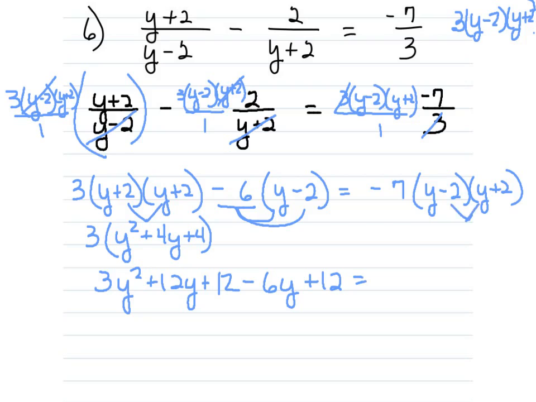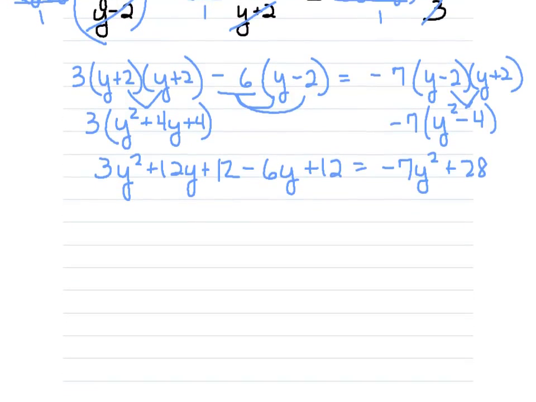Here, let's multiply the two binomials first. Notice with me they're conjugates. (y + 2) times (y - 2). I know that my product is a difference of squares, so y squared minus 4. And now distribute the negative 7. Negative 7y squared plus 28. All right, so we have a bunch of simplifying to work on.